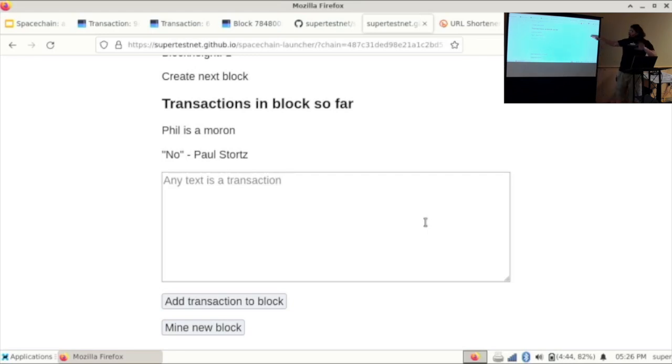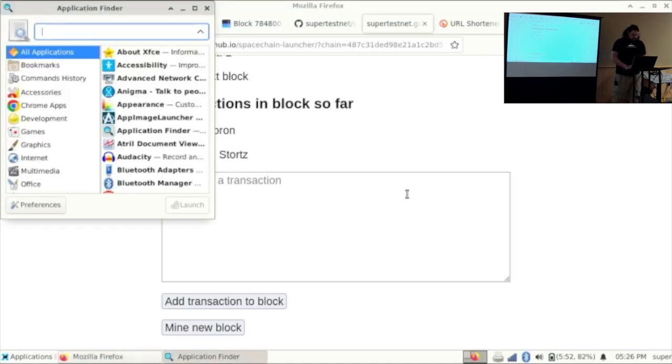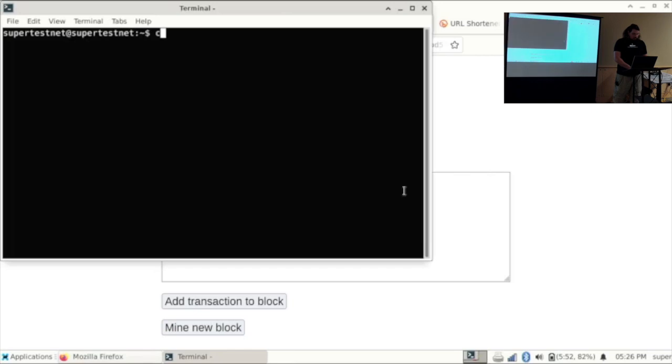But this is my space chain implementation. It's written in JavaScript, and if you want to fork it and make your own side chain, this is probably the easiest way to do it. But also, we have another space chain made, because Fiat Jeff made one. I'm going to show it to you, but first I have to delete my copy of it.